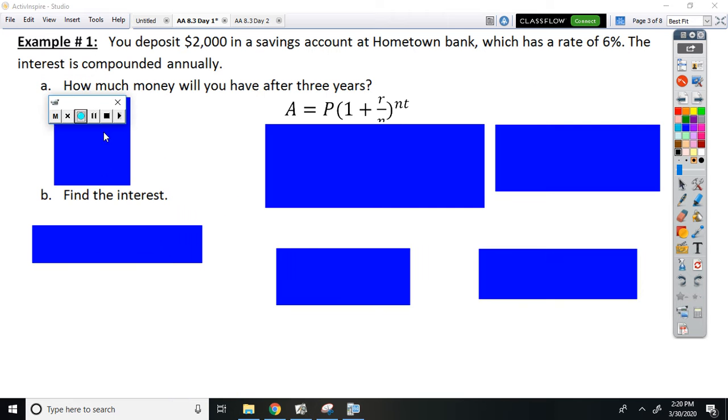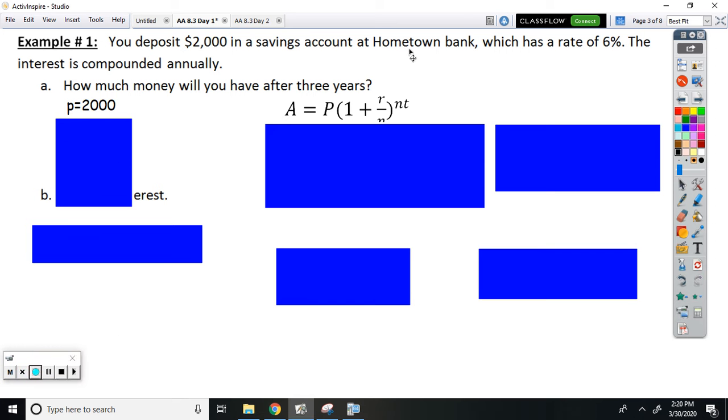So our first problem, example 1. You deposit $2,000 into a savings account. That is my P. At Hometown Bank, the interest rate is 6%. Remember that for 6%, we need to change that to a decimal, which is 0.06, not 0.6. That would be 60. And then they also tell us that the interest is compounded annually, which means that n is 1. How much money will we have after 3 years? t will then be 3.